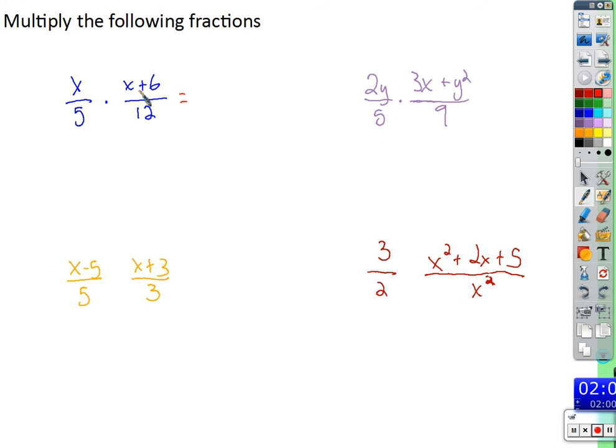So I'm going to multiply x by x plus 6. I am multiplying x by x plus 6. I can distribute that x, so I get what? x squared plus 6x. There we go, over 60. Yeah. Cancel the 60 with the 6. Talk about simplification here in a little bit.